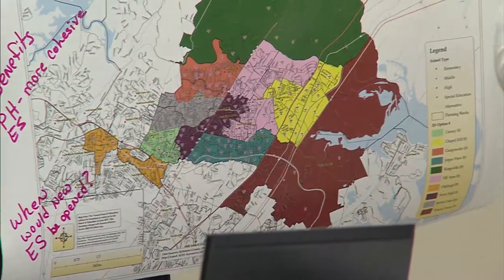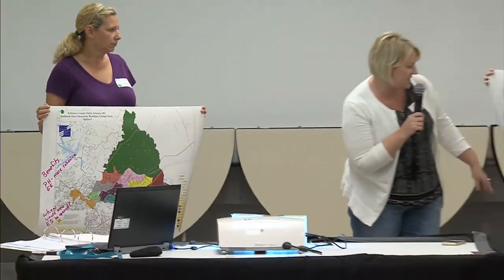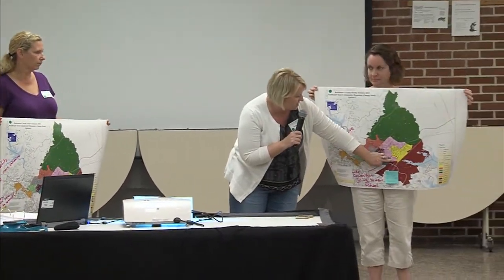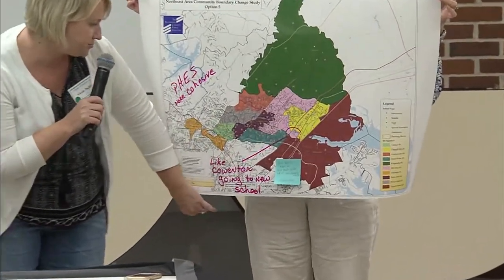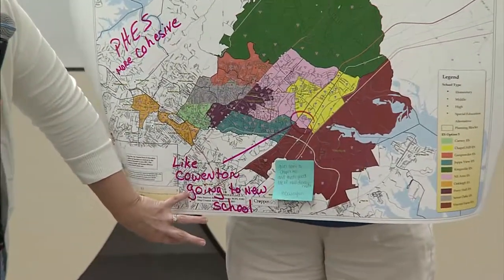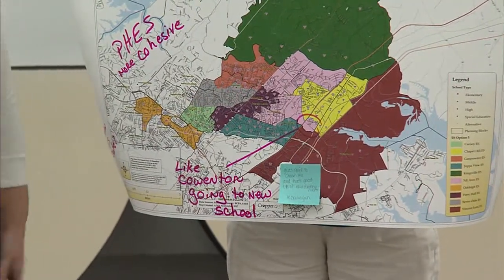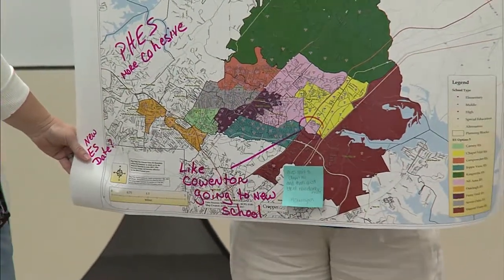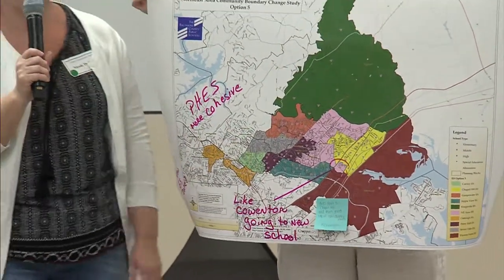So I think option 5 was the one that we liked the most. We liked that this part of Cowington, which is expecting a lot of new development, would go to the new school and give Chapel Hill some relief. And that the same Perry Hall area stayed more cohesive. So that's about it.